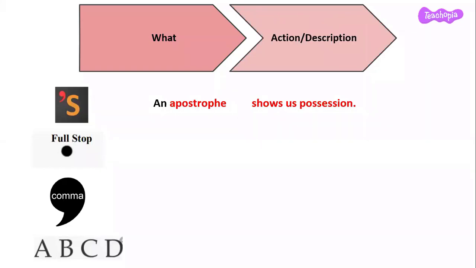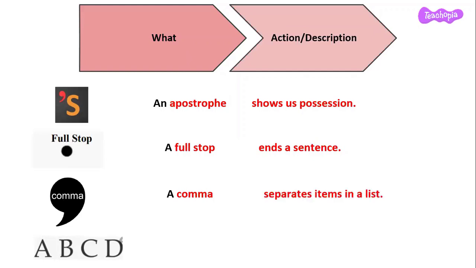Next, I want to talk about a full stop. What is another action that a full stop does for me? A full stop helps me to end a sentence. So I will use the phrase ends a sentence in the second block. Therefore, my sentence will be a full stop ends a sentence. Let's look at another example. A comma. What is an action a comma does for me? A comma separates items on a list. So my second block will have separates items in a list. Therefore, my sentence will be a comma separates items in a list.